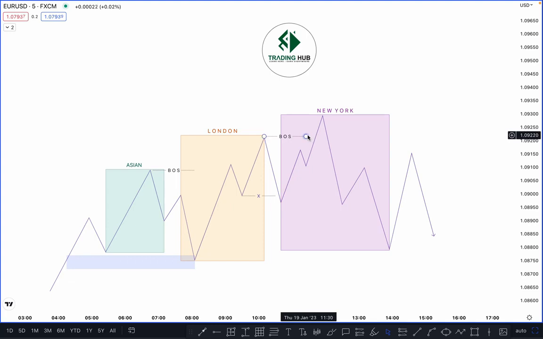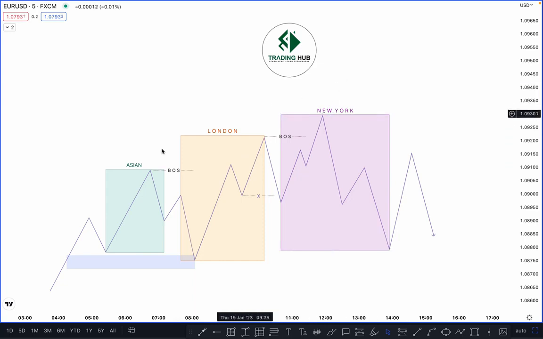But remember one thing, you have to remember one thing. First, in a day, one session will be manipulated. If Asian and London are doing continuation in a bullish direction, then New York will give you a short term or maybe longer term bearish momentum to the downside for the reversal. So these two sessions are continuation, and New York will give you a downside move.